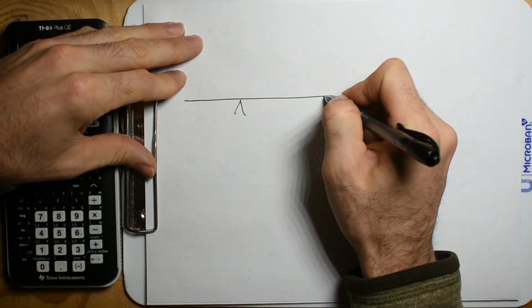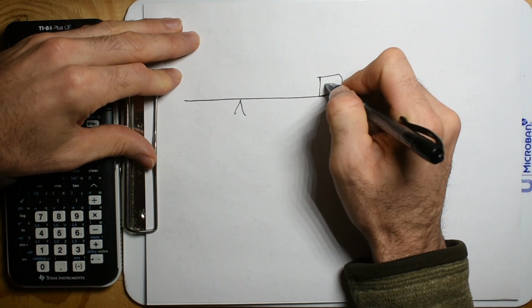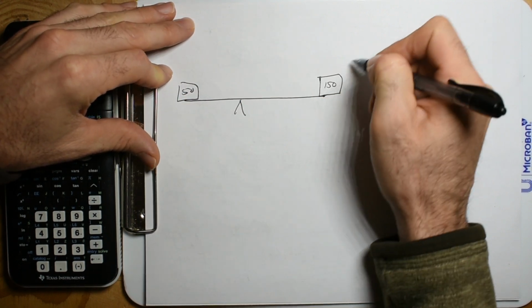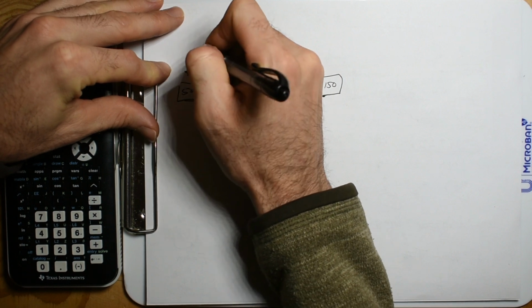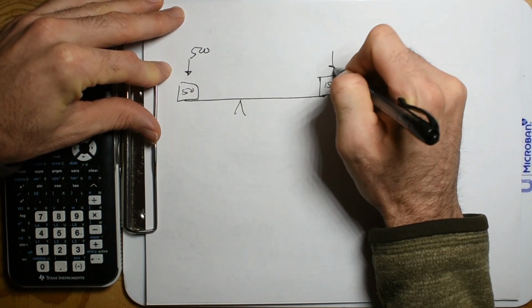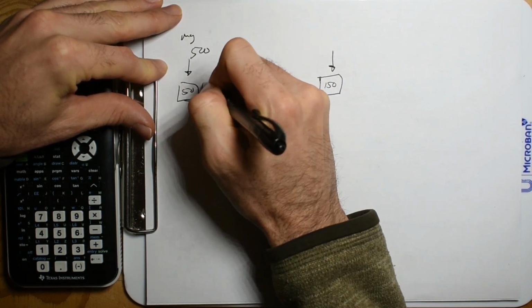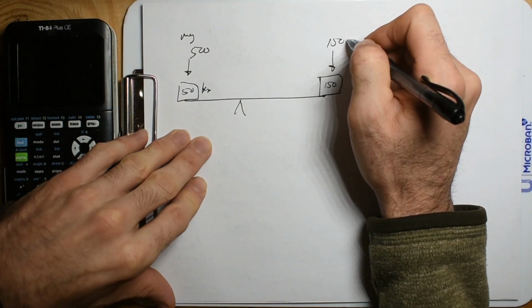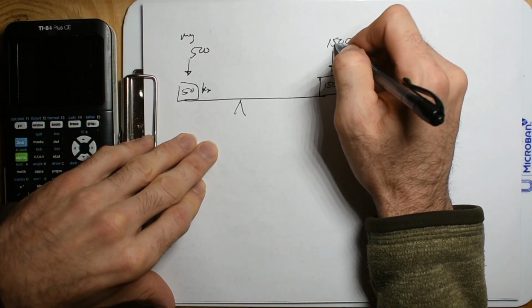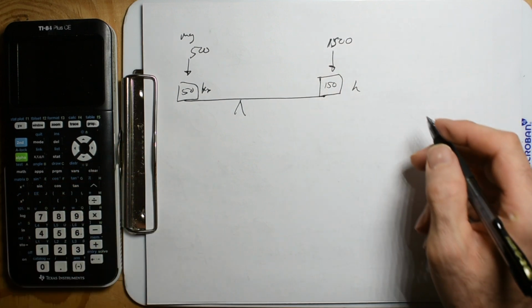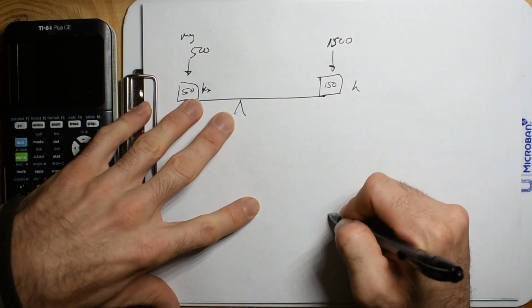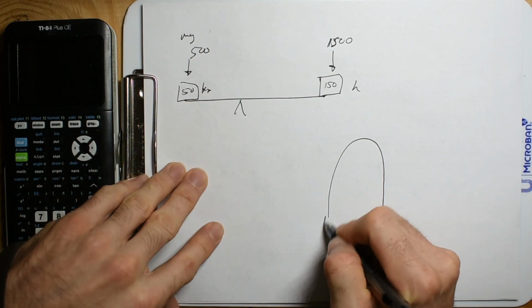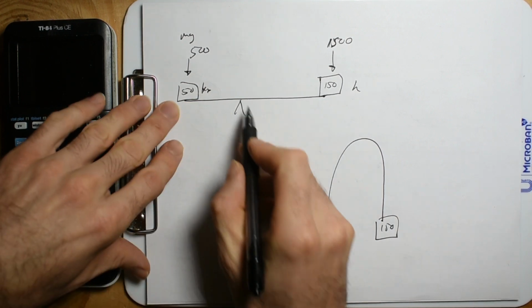It's the teeter-totter. You have someone that weighs 150 and then someone who weighs 50. This is kilograms, so you could say that the mg is going to be 500. That's going to be mg. This is their mass in kilograms, and then this is going to be 1,500. Okay, sweet. So this is identical to a pulley system where you have 150 and 50.